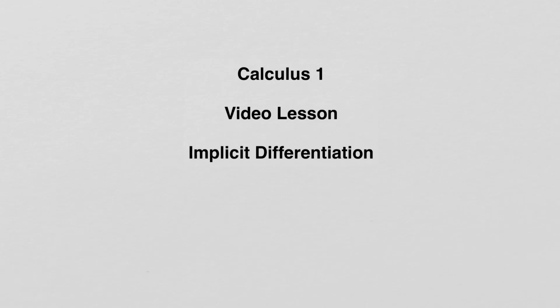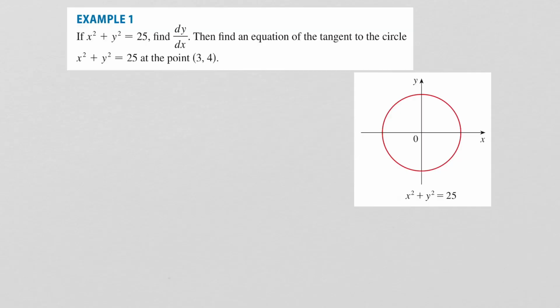Implicit differentiation. Let's consider the following example. If x squared plus y squared equals 25, find dy dx. Then find an equation of the tangent to the circle at the point (3, 4).